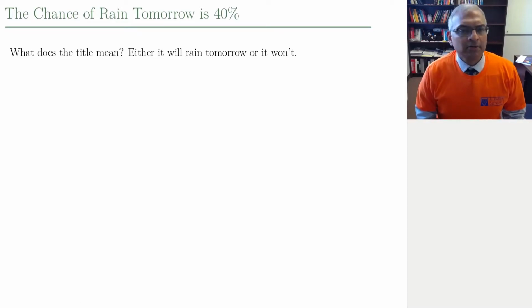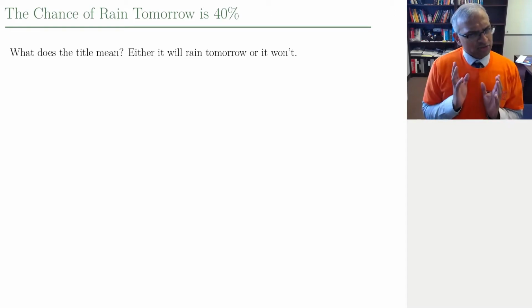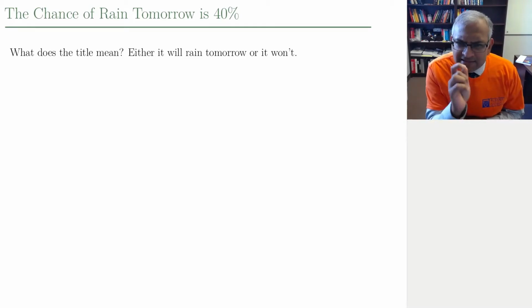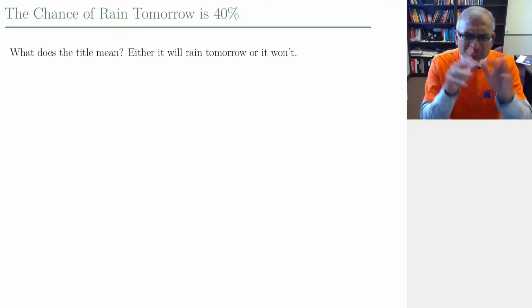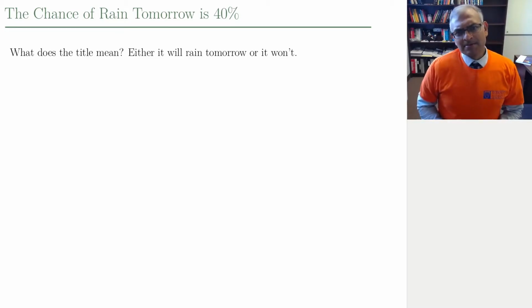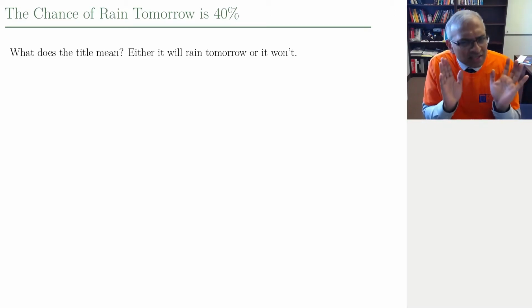You've probably heard on the radio or the weather channel that the chance of rain tomorrow is 40%. And have you ever stopped to think, what exactly does that mean? Because tomorrow it's either going to rain or it's not going to rain. So what's this business of 40%? Okay, so let's sort of try to interpret this statement a little, and that's the extent to which we're going to philosophize about probability.